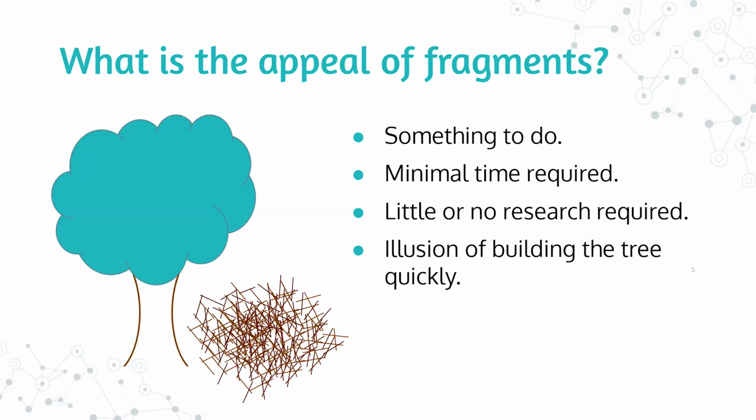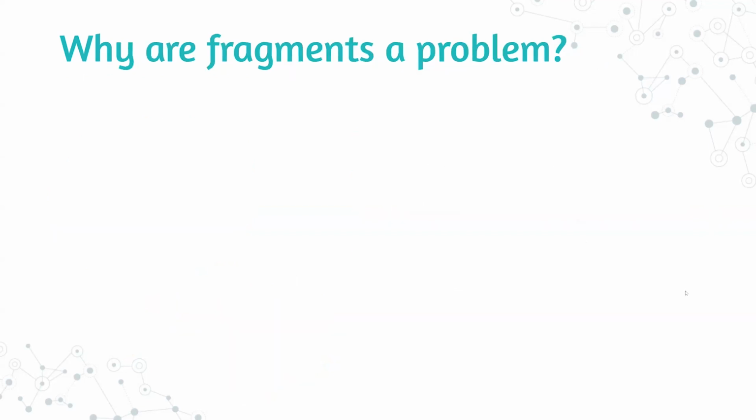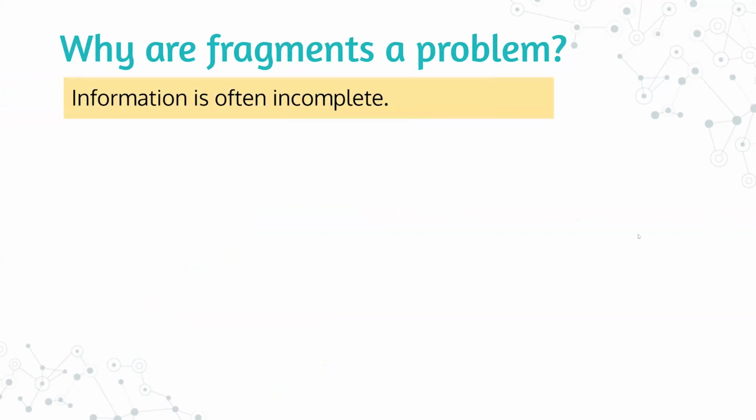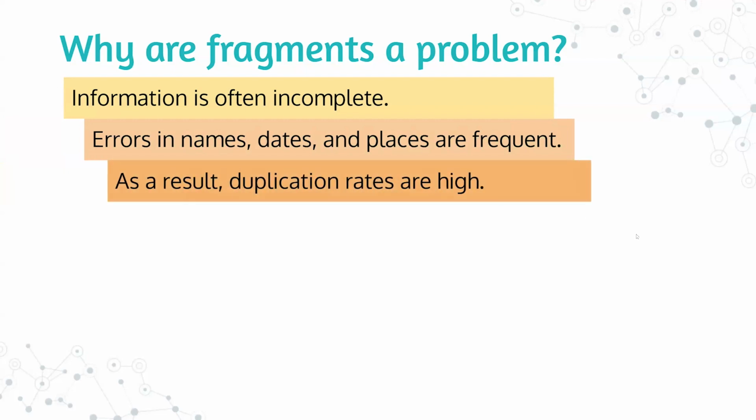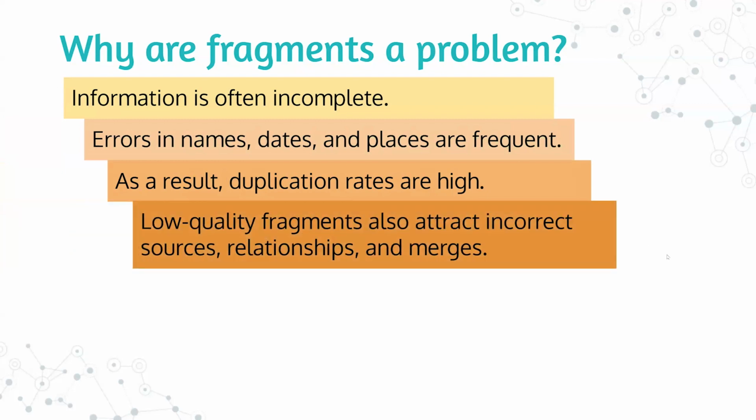We think we're adding quality information and really making a contribution. But over the years, especially as I've looked at many fragments that have been added to the tree and cleaned up, probably hundreds, if not thousands, here are the problems that I've observed with fragments. The information is often incomplete, like we saw for that fragment about Alexander and Twistle. There are often errors in names, dates, and places. And because of that, duplication rates are extremely high. And we're actually going to see some examples in a minute.